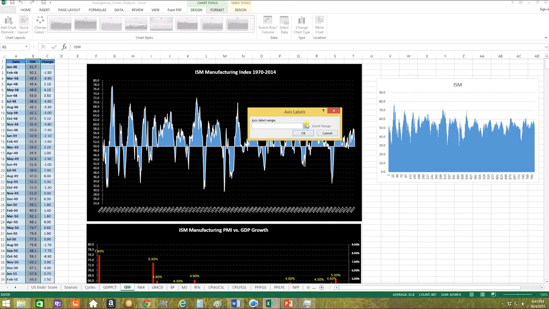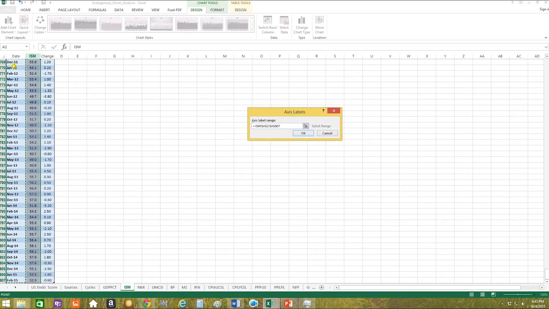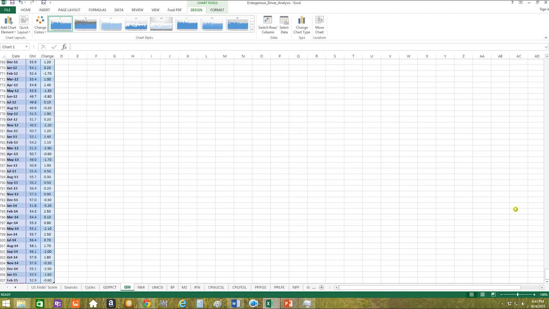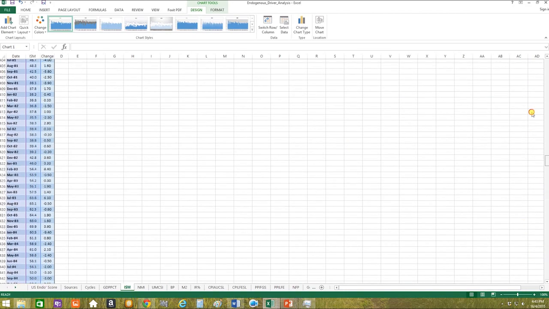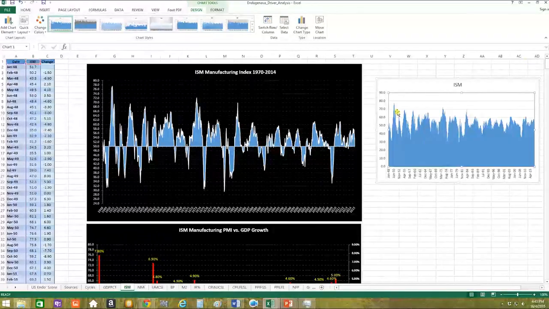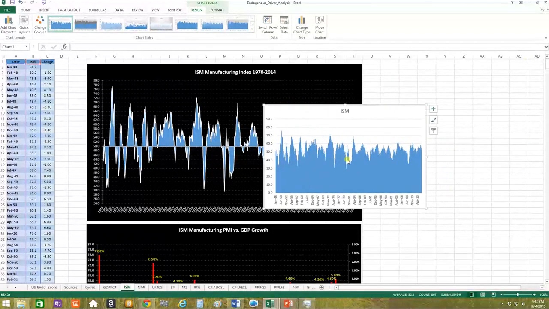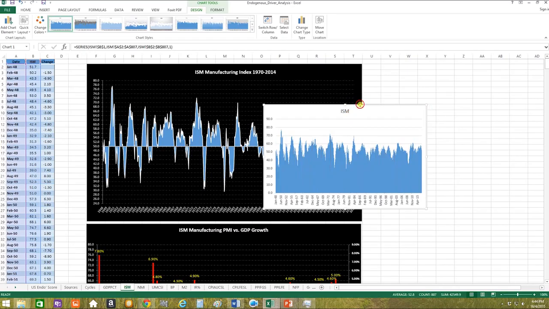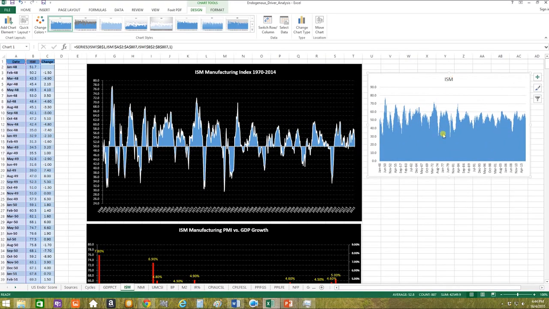We edit the X-axis, and we choose the date. And we do Control-Shift down. We hit OK. And then we scroll back up. And our chart is now ready. Our chart is now ready to be changed into a line chart.